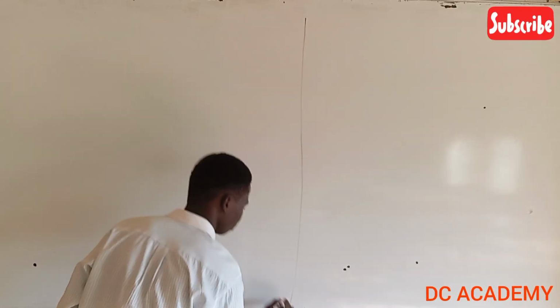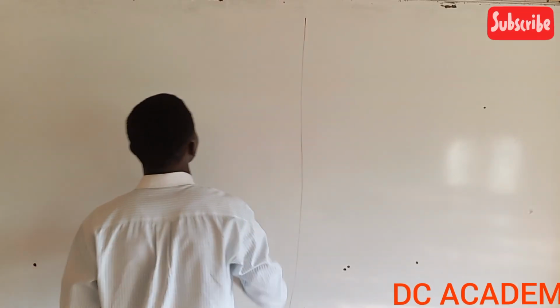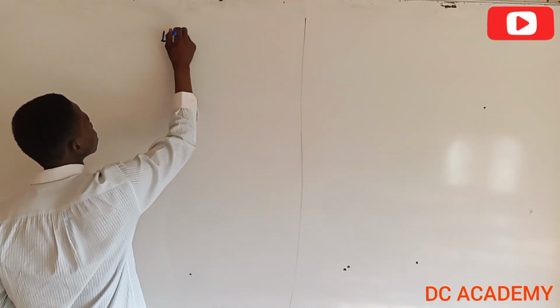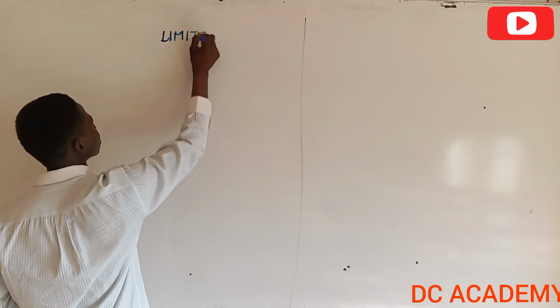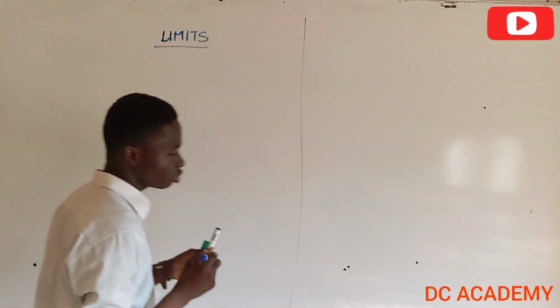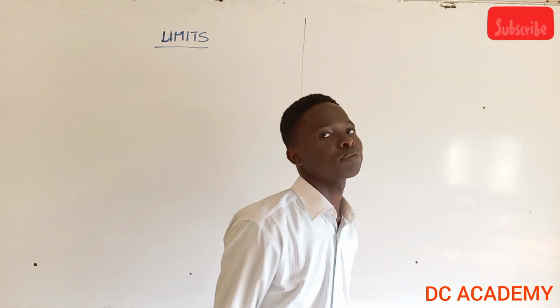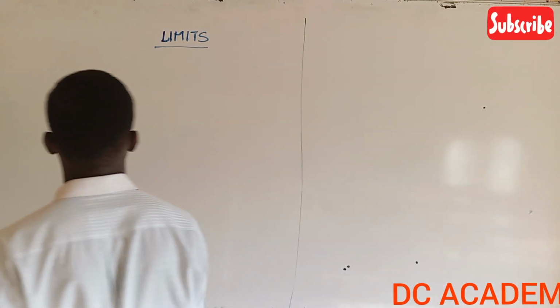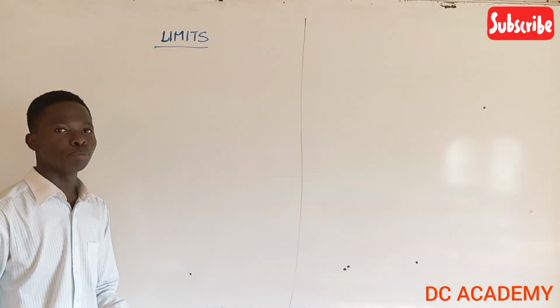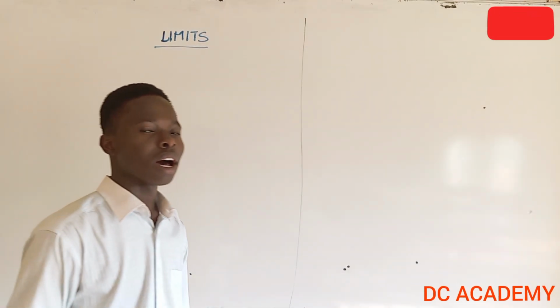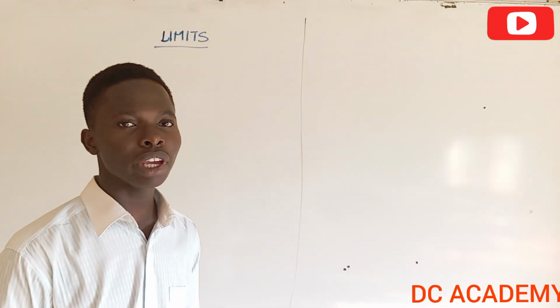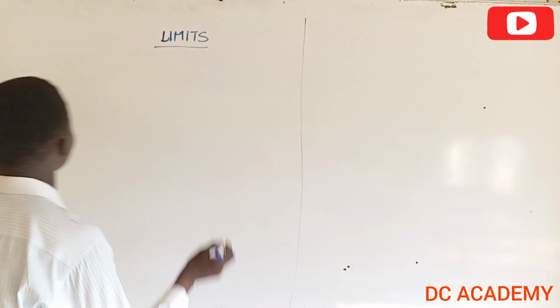This is limits. It's basically called limits and continuity. So now let's find the proving part of this limit. How can you prove a limit? We prove a limit with this formula.